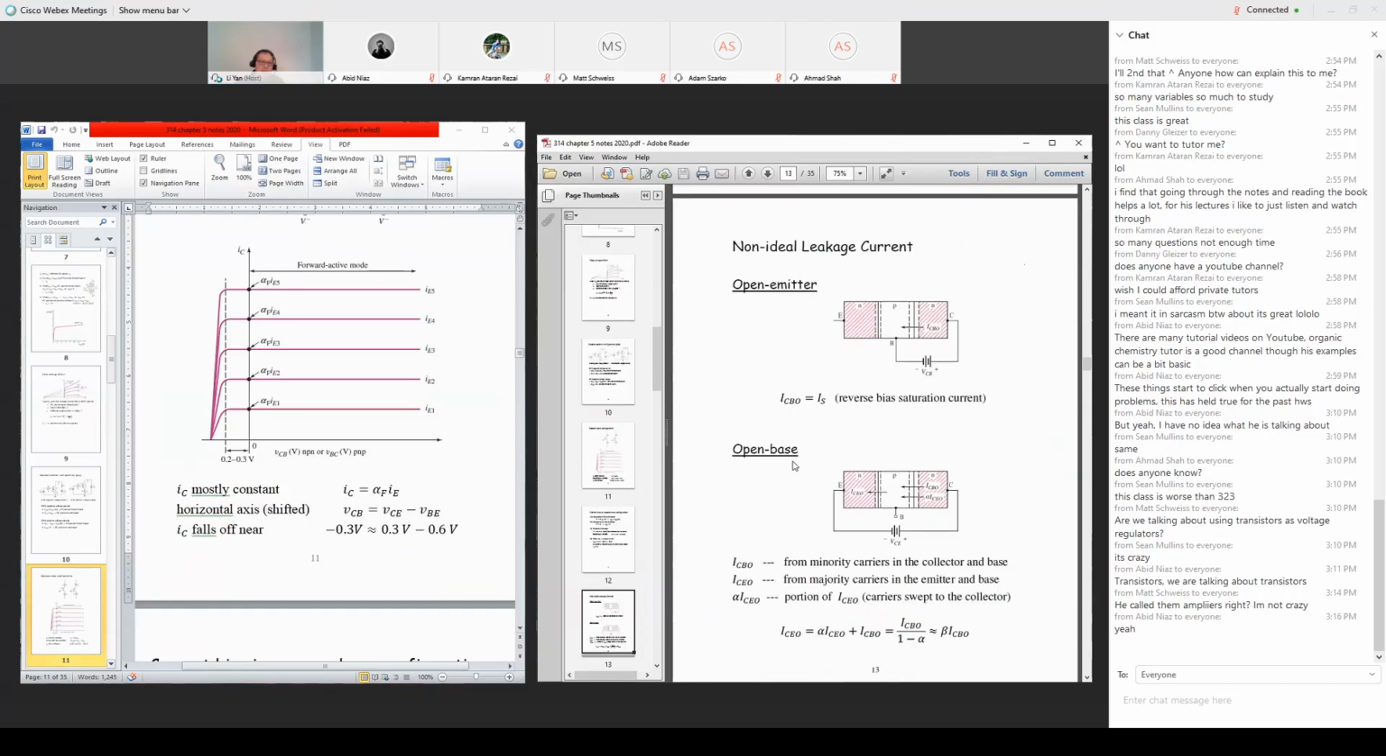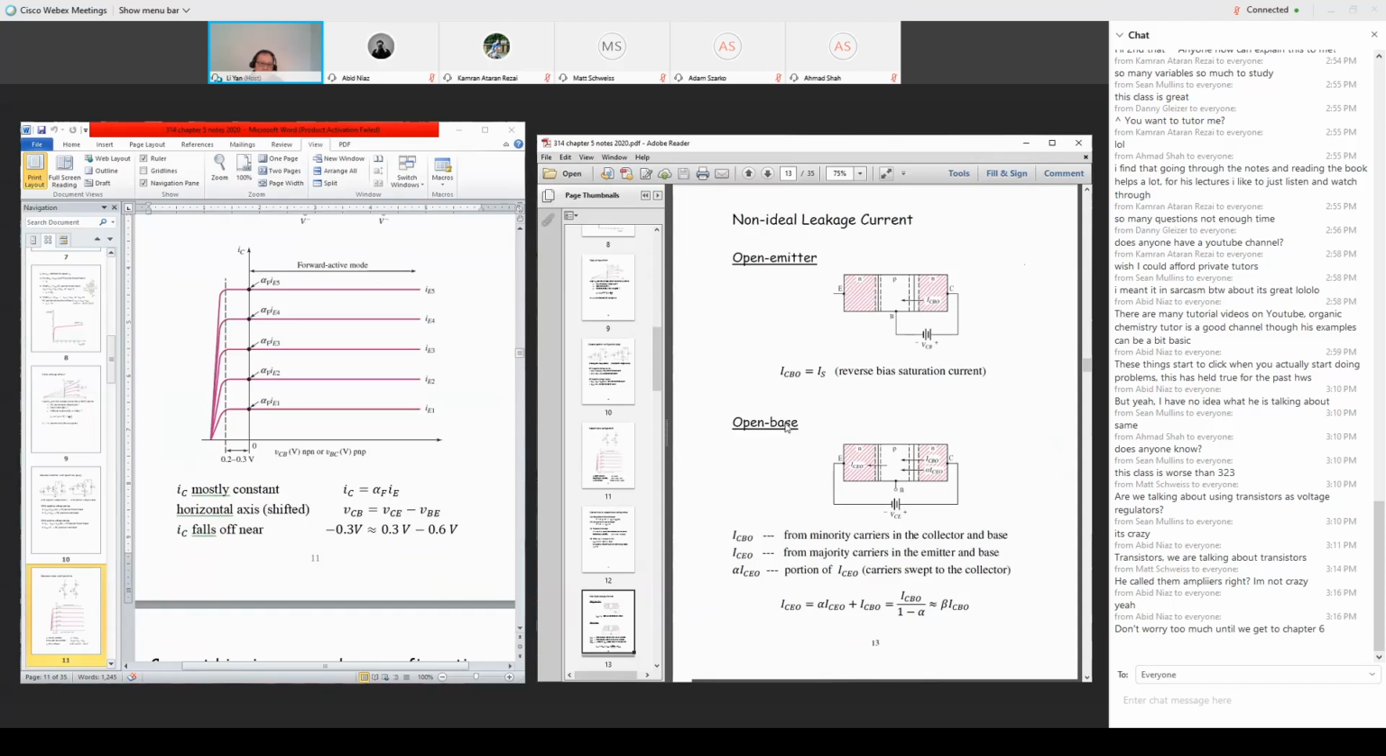Okay. All the previous ones say the transistor operates normally, so ideally. In other configurations, the transistor may not be connected under ideal or correct conditions. In that case, we have a non-ideal situation, and we may have what we call the non-ideal leakage current. So let's focus on this slide.